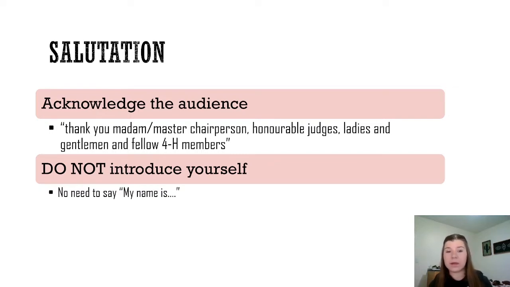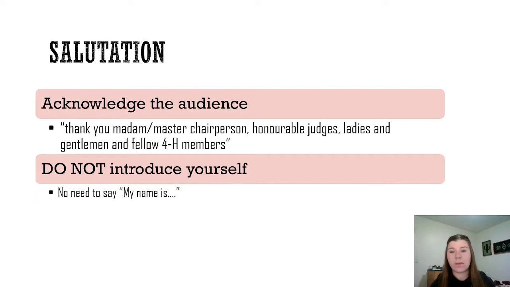It's very important in your salutation that you acknowledge your chairperson, because maybe they've stepped up from your club to do this role, or they came especially to your communications just to do the chairperson role. They are a very important role in your communications competition, so you really want to thank them and acknowledge them for introducing you and for coming that day.